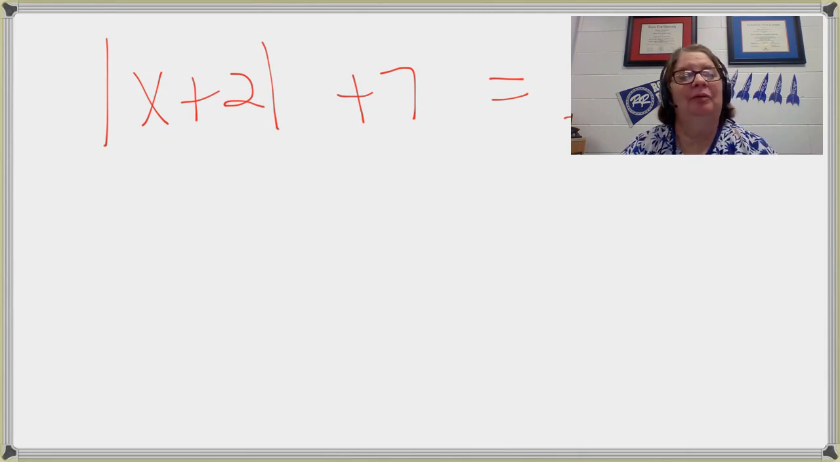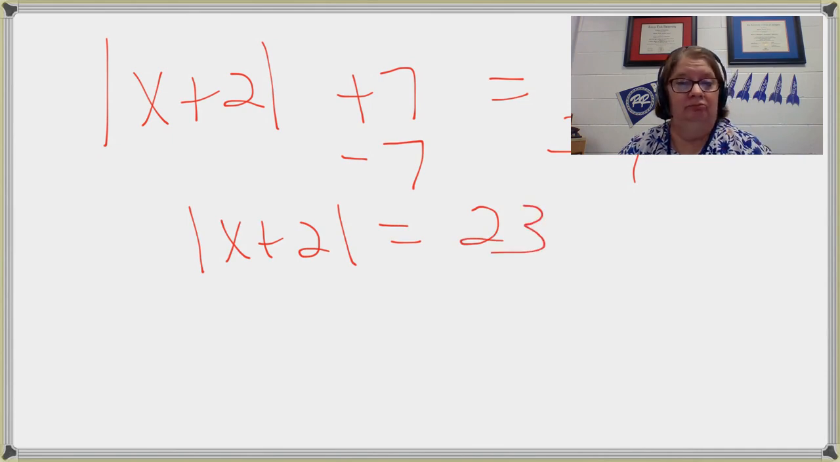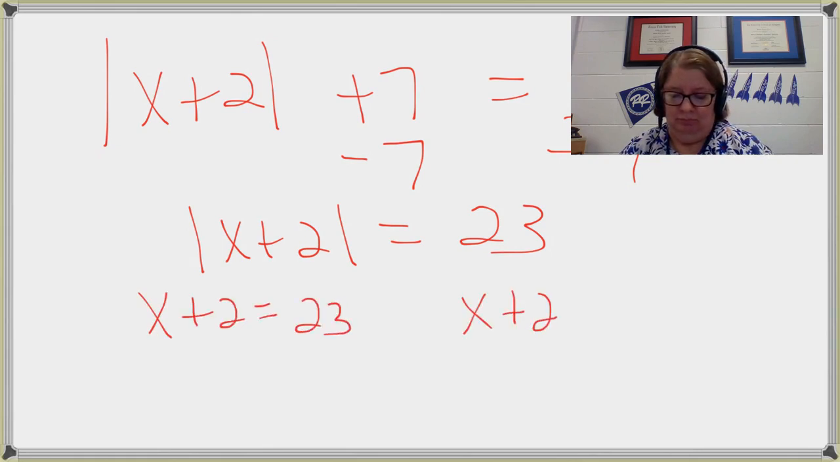All right, so let's see, what are we going to do first? First step says isolate the absolute value. So what number is not in the absolute value? That's the plus 7. How do I get rid of plus 7? Minus 7. So now I have absolute value x plus 2 equals 23. Split it. Solve it.